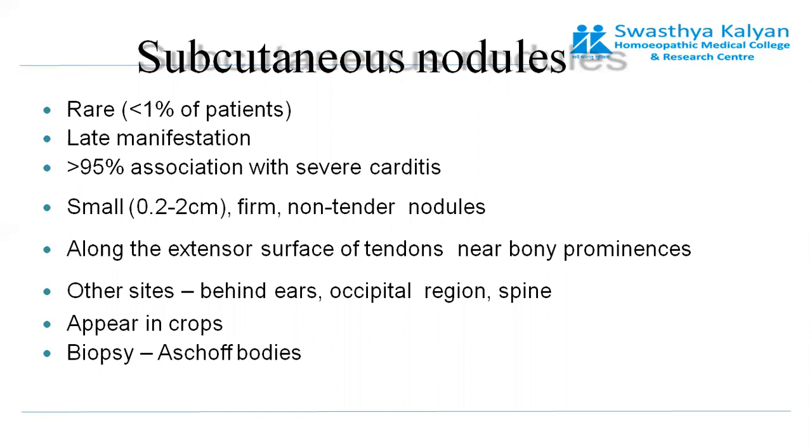They are small, firm, non-tender nodules. We don't have any pain in them. They are found along the extensor surface of tendons, near bony prominences. Other sites might be behind the ear, the occipital region, and the spine, and they appear in crops. You can see multiple nodules in a single region. And obviously, their biopsy will reveal Aschoff bodies. So Aschoff bodies are found in the myocardium of the heart and also in the nodules present.